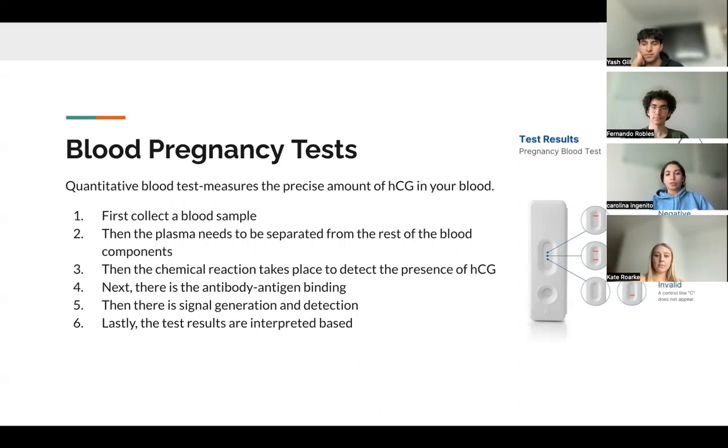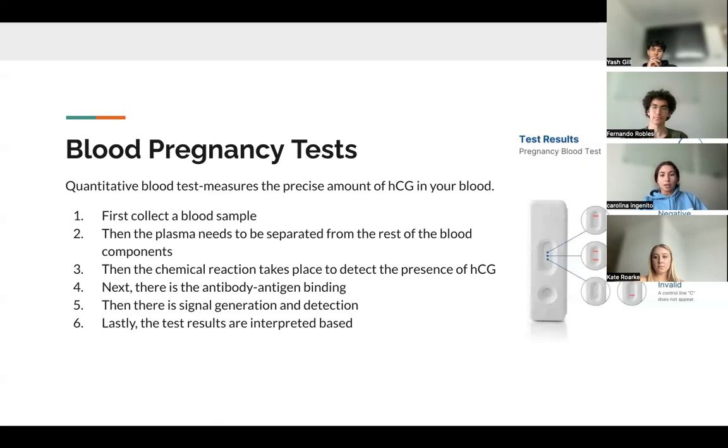The test procedure for this involves first collecting a blood sample, and then to isolate the HCG hormone, the plasma needs to be separated from the rest of the blood components. Then the chemical reaction takes place to detect the presence of HCG. As previously mentioned, the most common method of doing this is immunoassay, and immunoassay uses antibodies that specifically bind to HCG molecules. These antibodies are often labeled with a chemical or enzyme that produce a detectable signal.